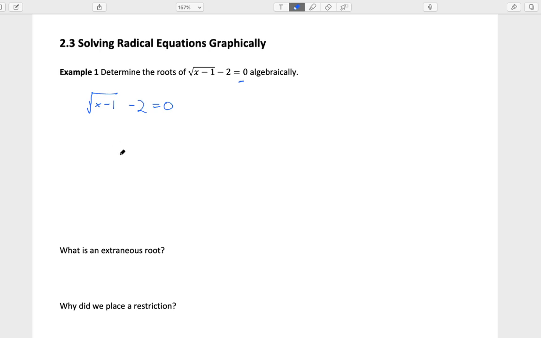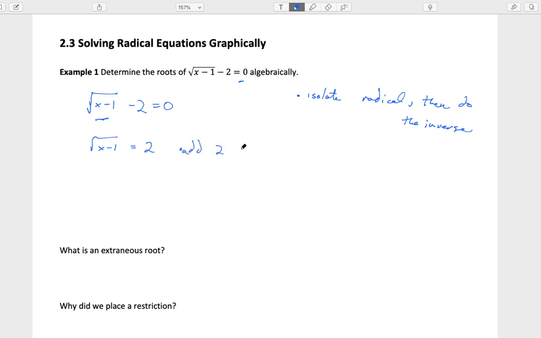Now, what would I like to do when I'm solving a radical equation? I always like to isolate my radical, then do the inverse. So here, this is my radical right here. I'm going to try to get that over to one side. The easiest way to do that would be to add 2 to both sides. So here the square root of x minus 1 is equal to 2. I really added 2 to both sides.